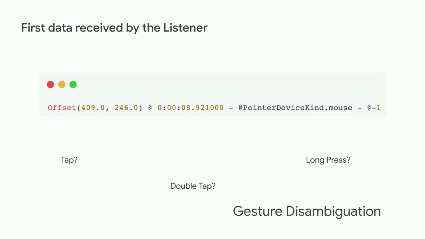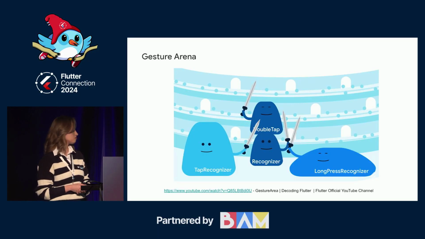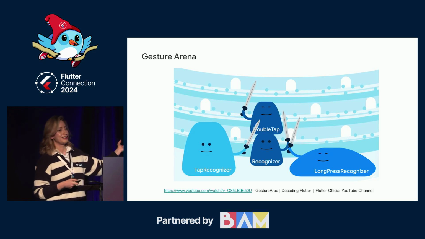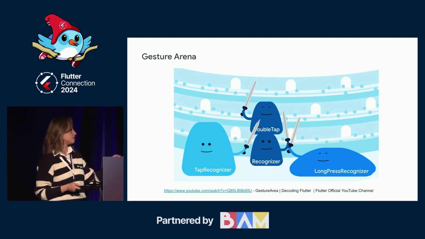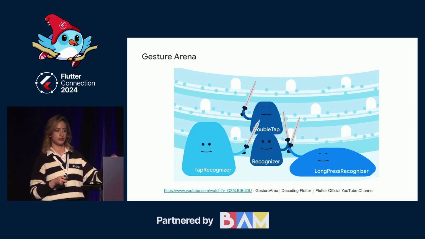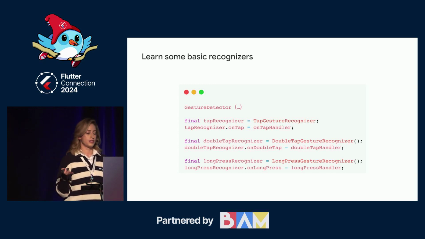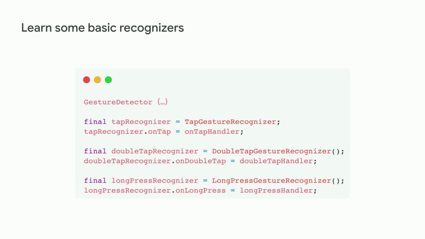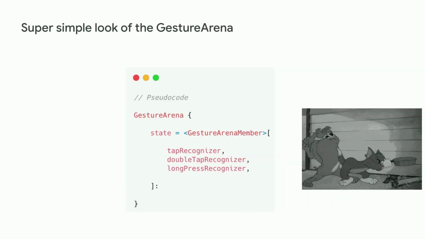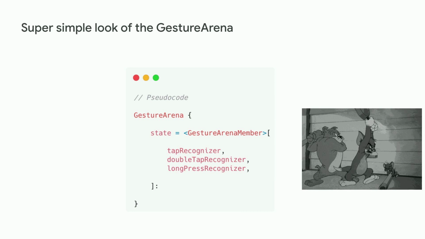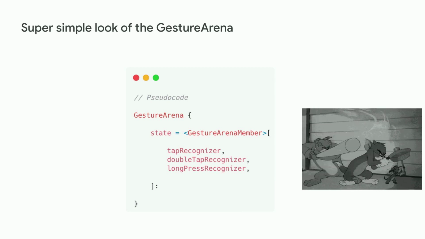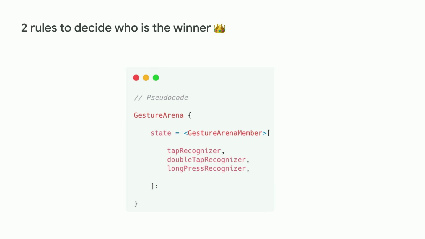This situation is called gesture disambiguation, and we need to define what's happening behind the scenes. There is a gesture arena, and this is a resource provided by Craig on decoding Flutter. It has recognizers, and we will just proceed with a small example to grasp what's going on with the algorithms there. So we have our gesture detector, we have a tap gesture recognizer, a double tap gesture recognizer, a long press gesture recognizer, and we have a gesture arena. Now they're going to start fighting with each other to see which one wins. And these are our gesture arena members.